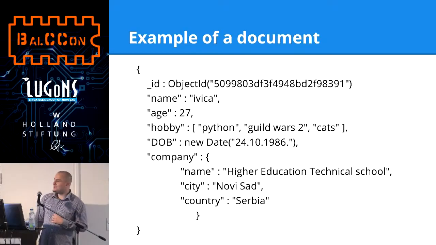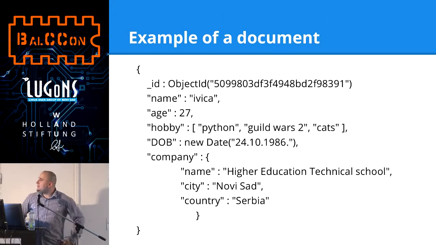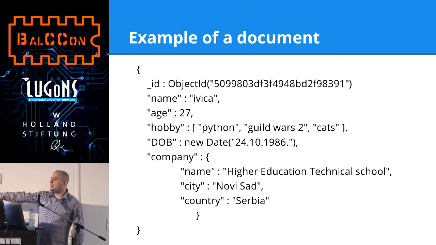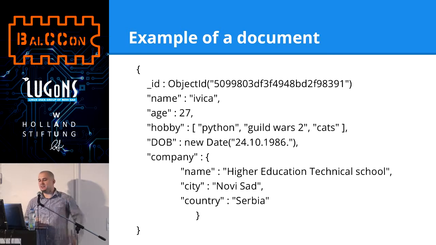This is a simple example of a document which, by the way, describes me. As you can see, from the top to bottom, there is an underscore ID field, which is the primary key, and the data type of that field is a special data type called ObjectId. It's a MongoDB defined data type. And as I've said, from top to bottom, there are various data types, such as strings, integers, arrays, date, time, and there is a nested document, company, which is inside of a parent document.